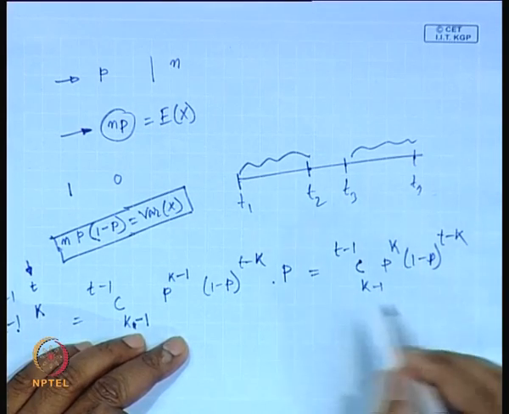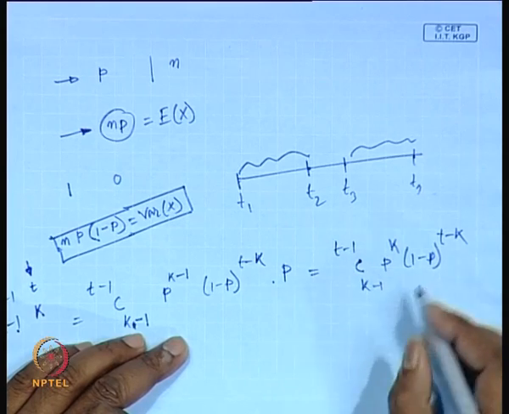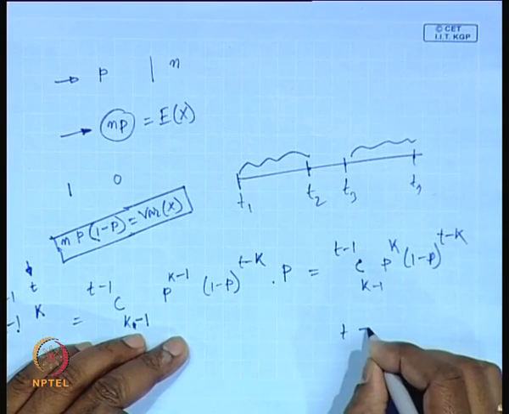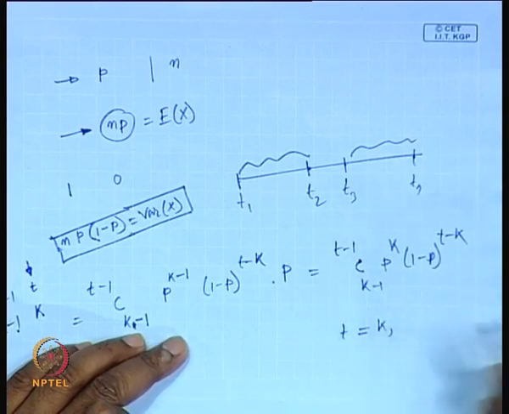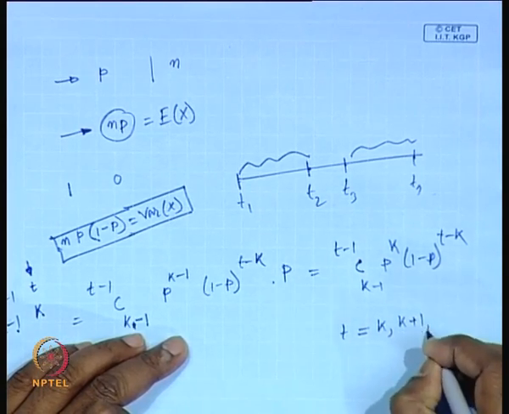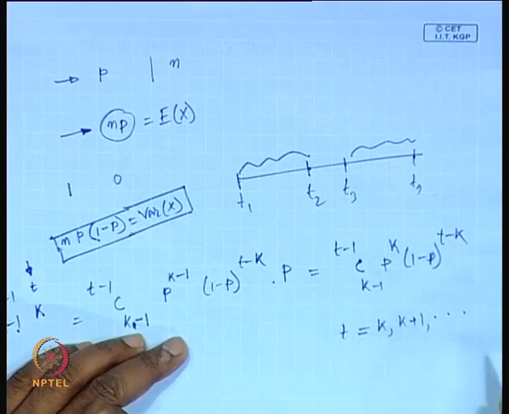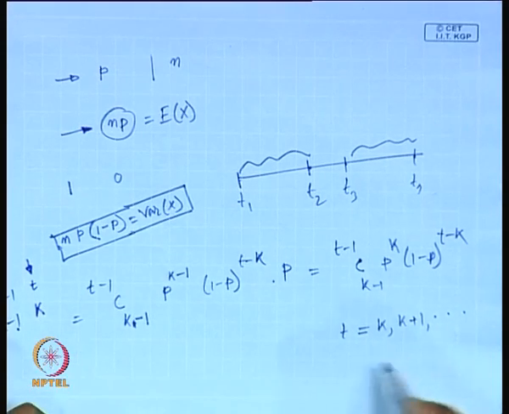So, this is the distribution, where t takes values from the kth onward, that is k, k plus 1, until infinity, and for t less than k, the probability is 0.